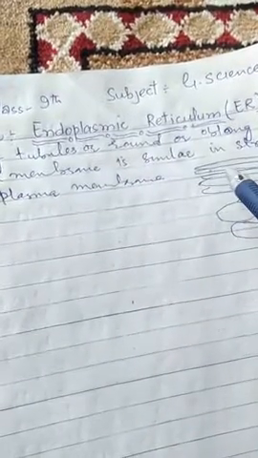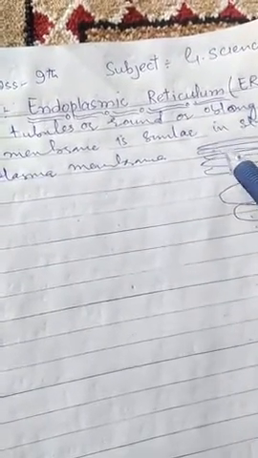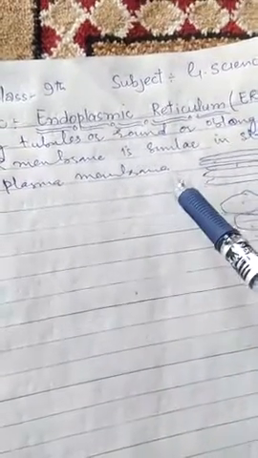The endoplasmic reticulum is a large network of membrane-bound tubes or sheets. It looks like long tubules or round or oblong bags. The endoplasmic reticulum membrane is similar in structure to the plasma membrane.